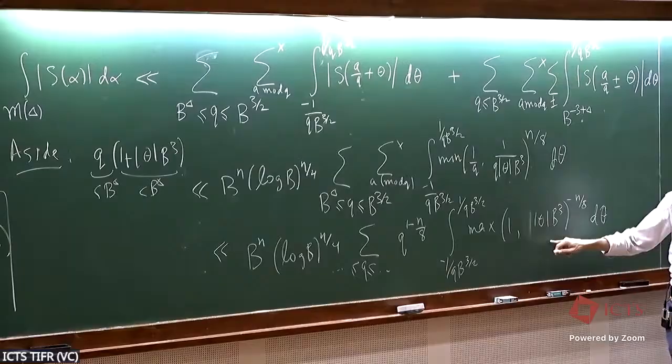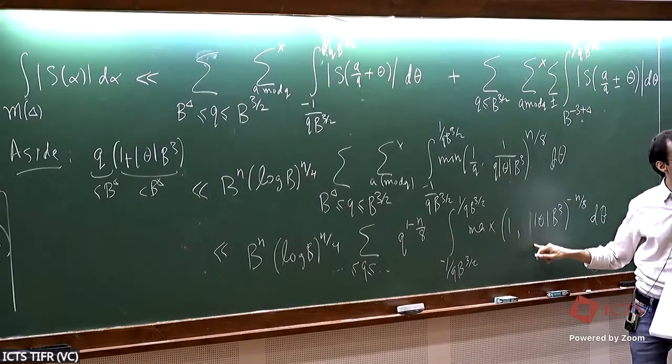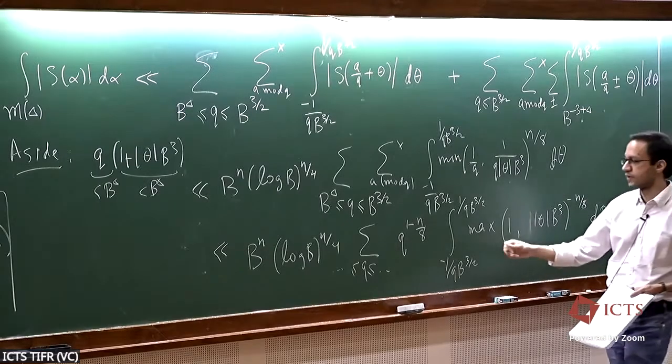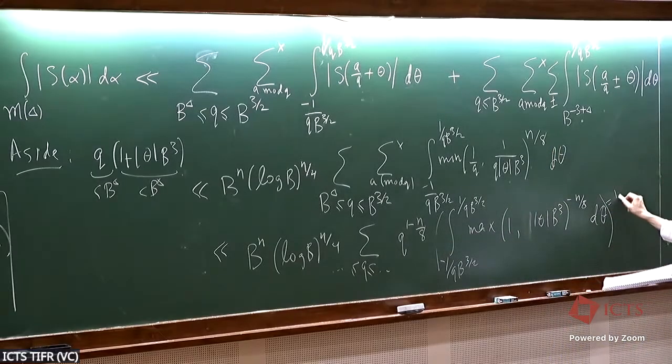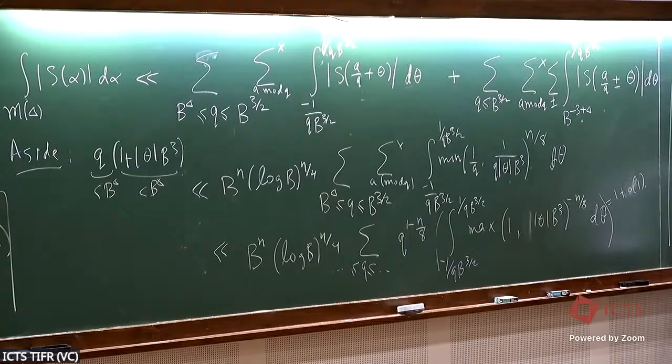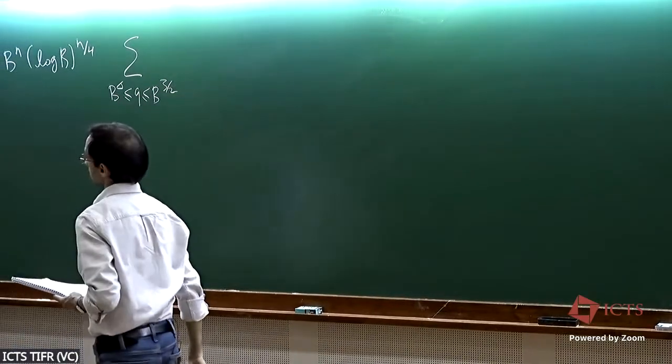So either theta, so this is going to be max if theta is less than 1 over b cube, and otherwise it's that. And so one can observe that this is actually going to be big O of 1. This part is going to be 1 plus small o of 1. That one ends up getting, just putting this integral. And so the bound that one ends up getting is b to the n log to the n fourth. And then the bound on q. So this is q going from b to the delta to b to the 3/2, q to the 1 minus n by 8.